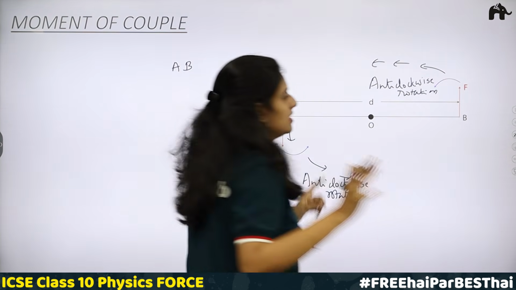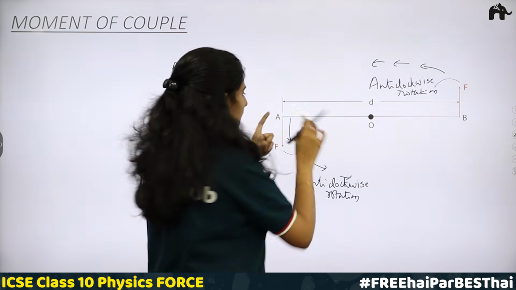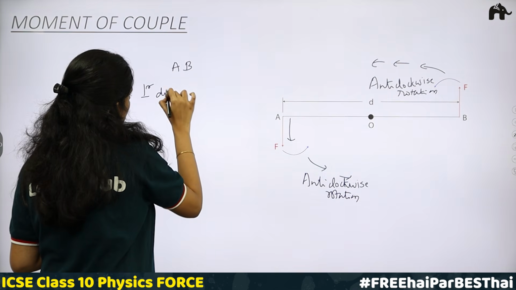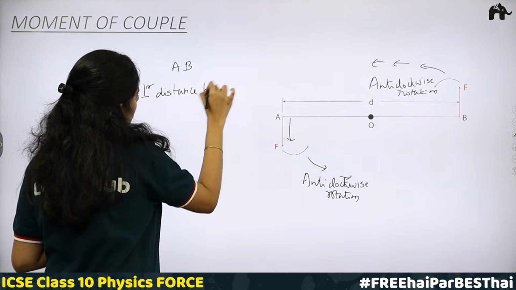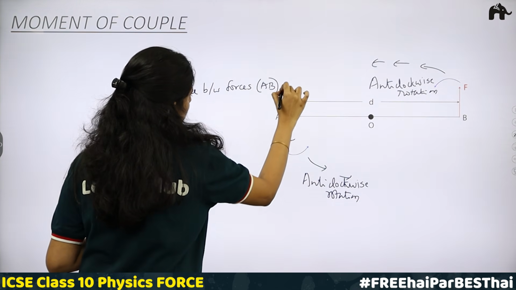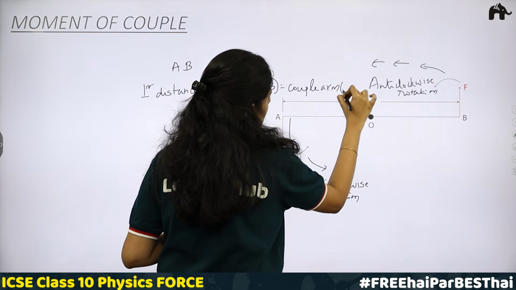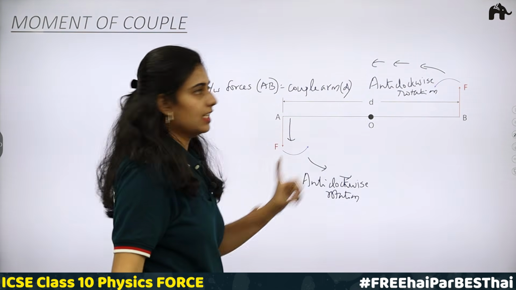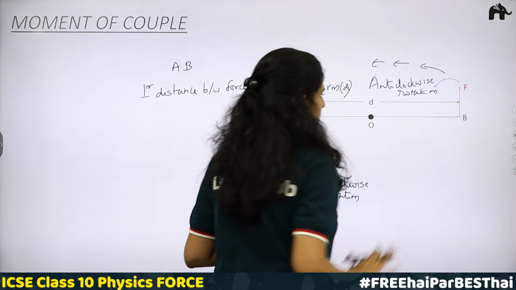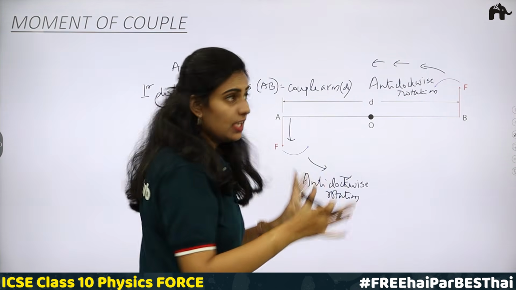What is the perpendicular distance between the forces? The perpendicular distance between the forces is AB. This perpendicular distance between the forces AB will be called the couple arm, and the distance is taken as D. We have a force at A, a force at B, and the perpendicular distance between the forces AB, which is called the couple arm.